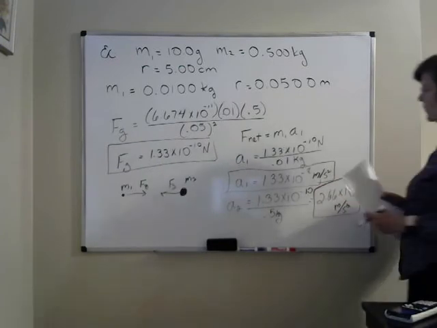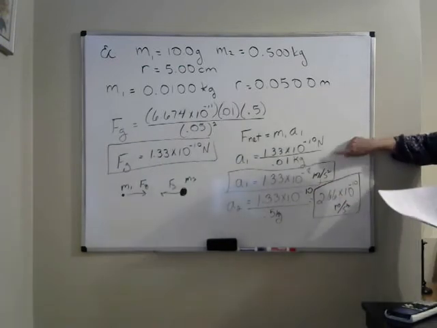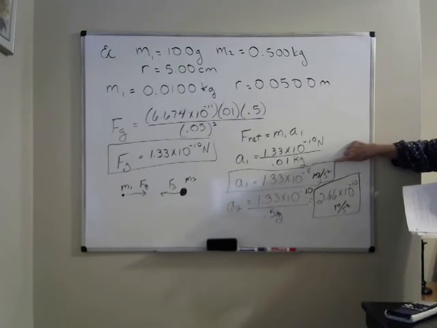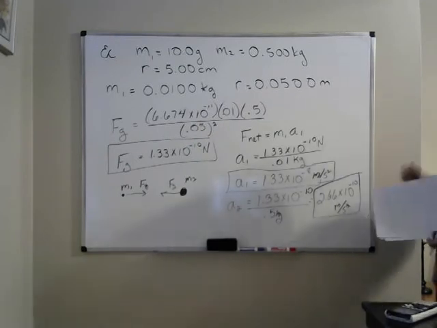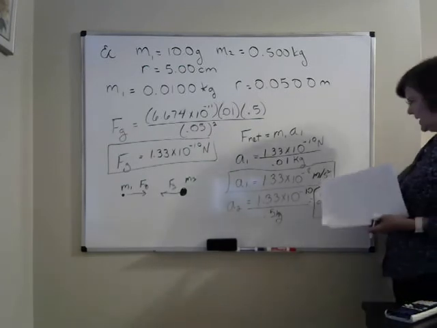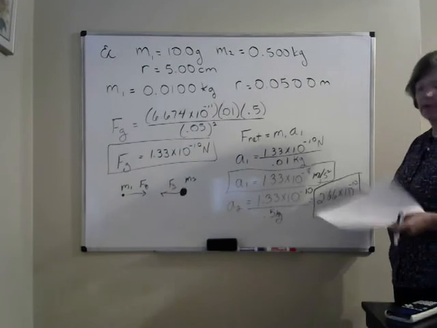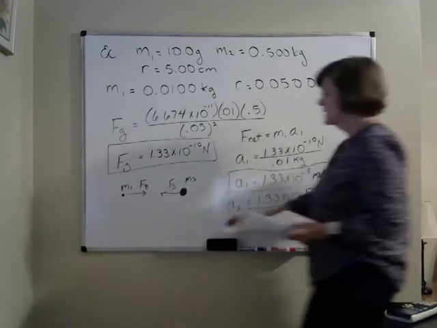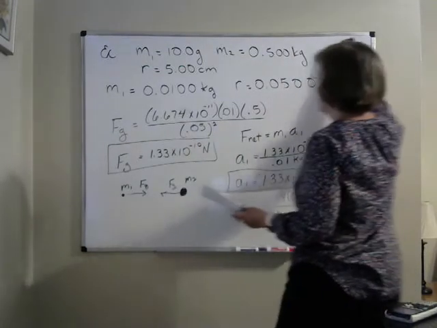And you can see when we compare the two that the first mass, which was much smaller, has a much larger acceleration. It was 1/50th the size, so it has 50 times the acceleration. Which brings us to an idea I want to talk a little bit more about, called proportional reasoning.